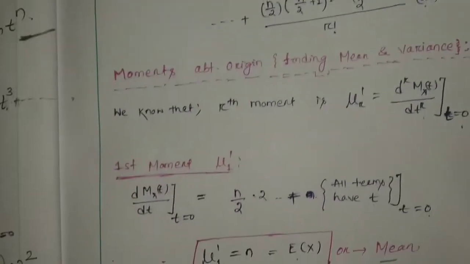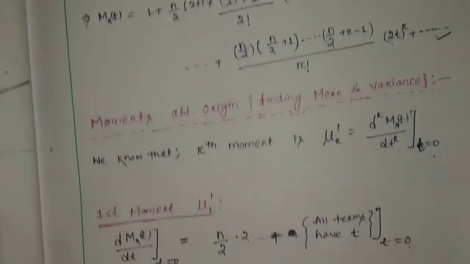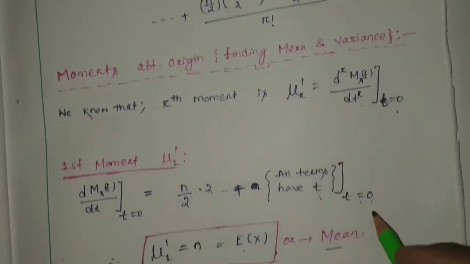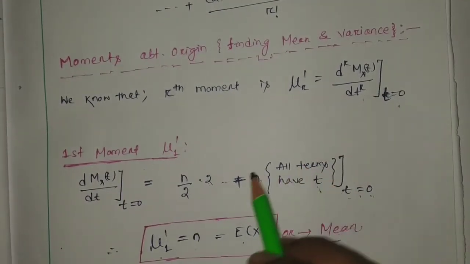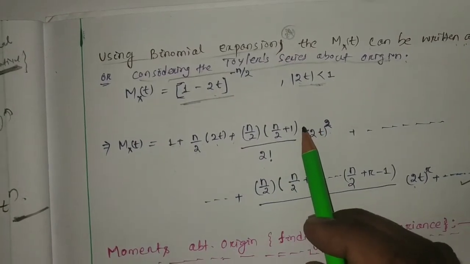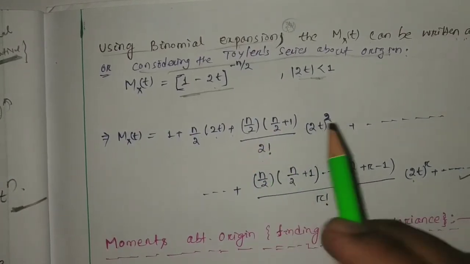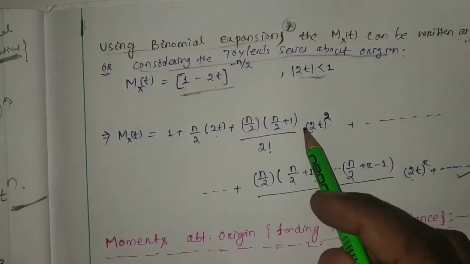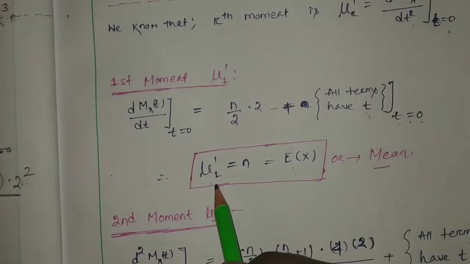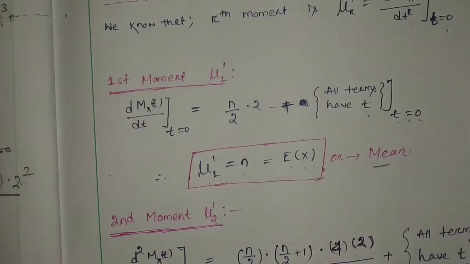So here I have written the same thing, n by 2 into 2, that means belongs to this one, and plus all terms have t. We have to consider t equal to 0. Then, if we consider t equal to 0, all the terms after this term have the t on their numerator. So whenever you put t equal to 0, all the terms are going to be 0. Now we get the first moment mu 1 dash equal to n, the 2 got cancelled. That is your expectation value also, or mean, right?